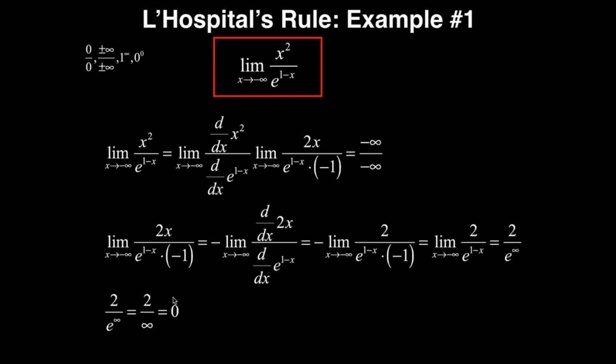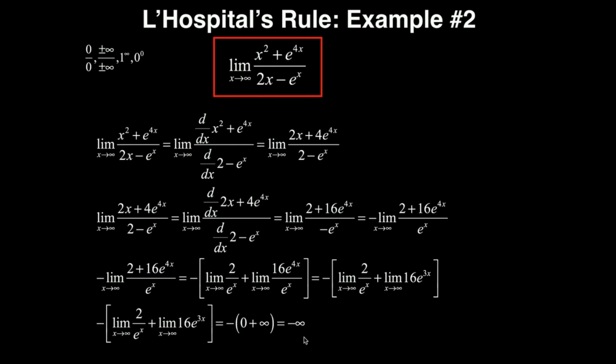In the previous example, it went to 0, so we would say it converged. It went to an actual number that we can deal with, 0. In this case, this limit diverged.